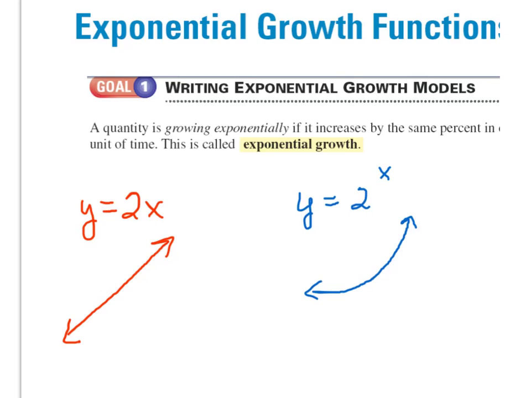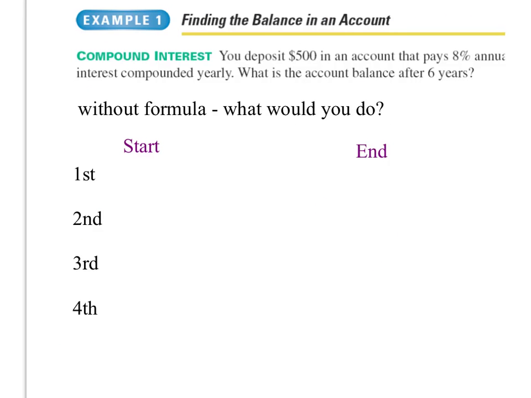A quantity is growing exponentially if it increases by the same percent in a unit of time. And this is exponential growth. So we're going to look at some real-life examples. So let's look at this money example. You deposit $500 in an account that pays 8% annual interest compounded yearly. What's the account balance after 6 years?